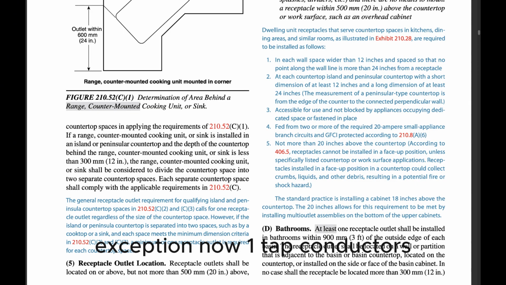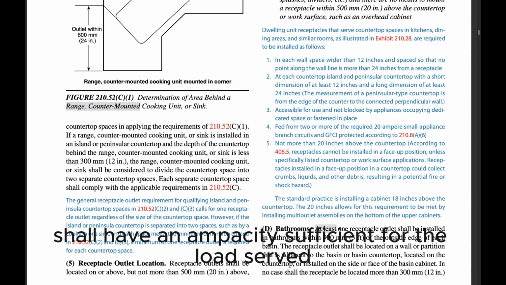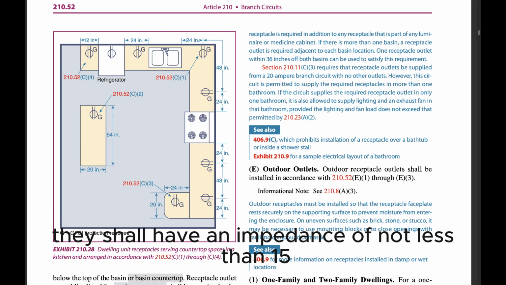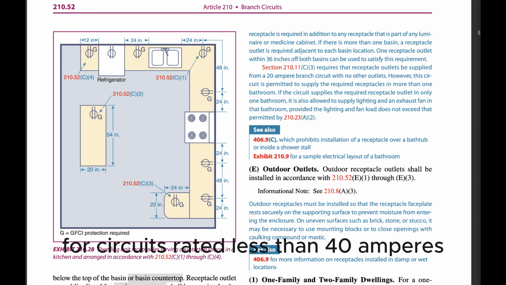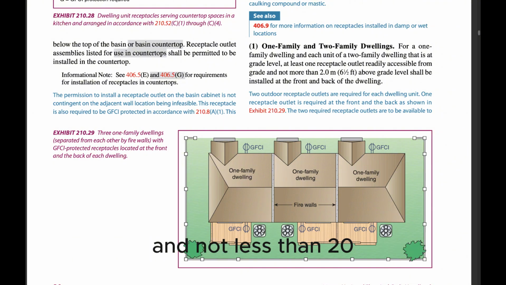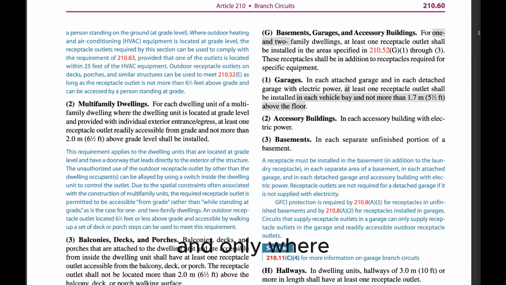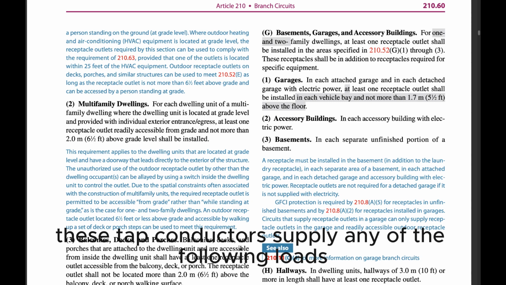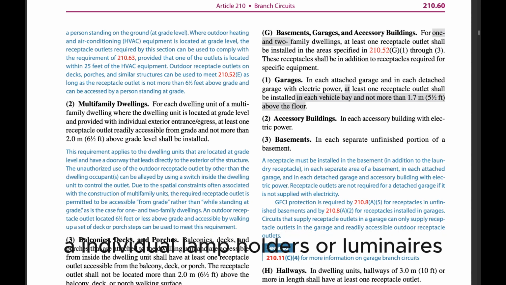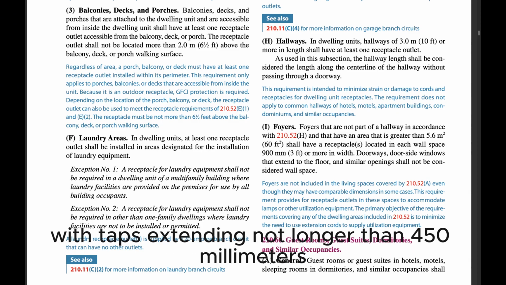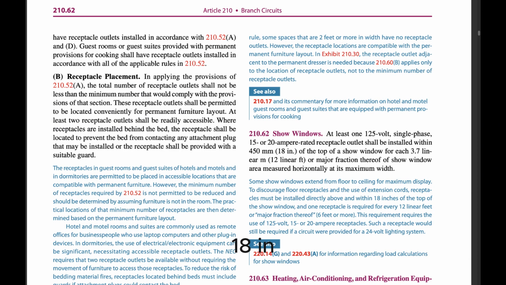Tap conductors shall have an ampacity sufficient for the load served. In addition, they shall have an ampacity of not less than 15 for circuits rated less than 40 amperes and not less than 20 for circuits rated at 40 or 50 amperes, and only where these tap conductors supply any of the following loads. (a) Individual lampholders or luminaires with taps extending not longer than 450 mm (18 in.)